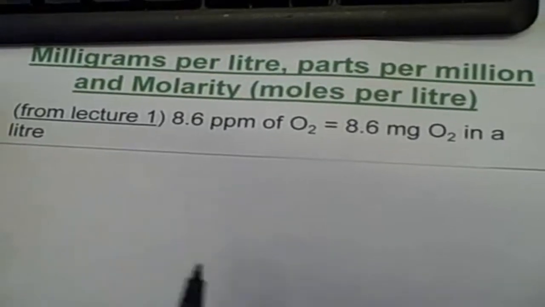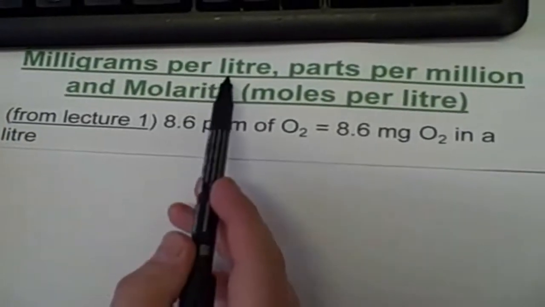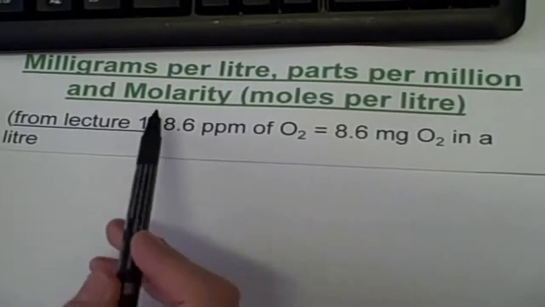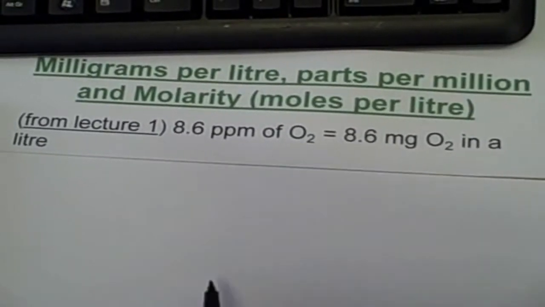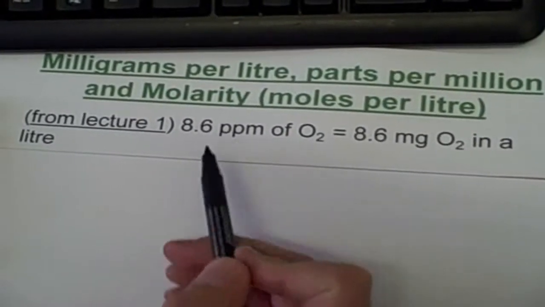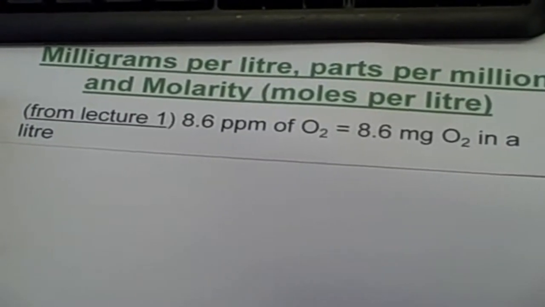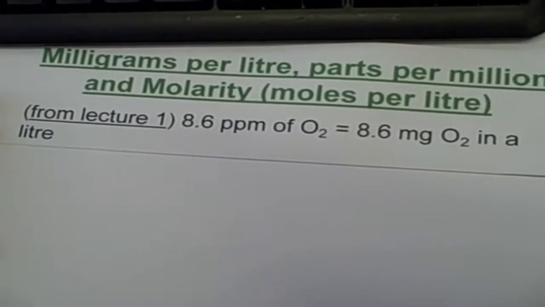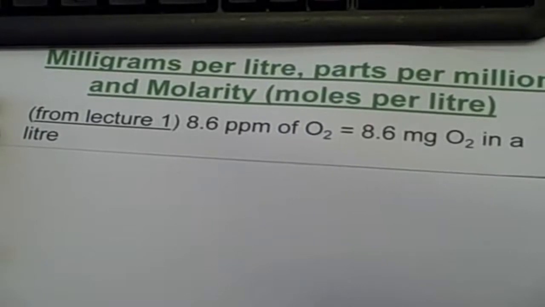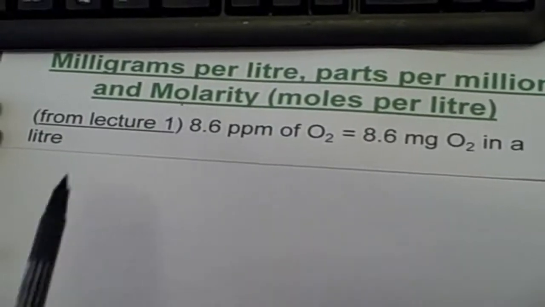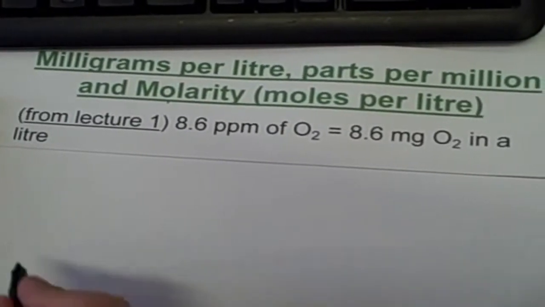Okay, we're going to play with converting units, milligrams per litre to parts per million, and molarity as well. Now this is from today's lecture, Monday's lecture. 8.6 parts per million of oxygen is the same as 8.6 milligrams of oxygen in a litre. Now what I'm going to try and work out is the number of moles per litre.